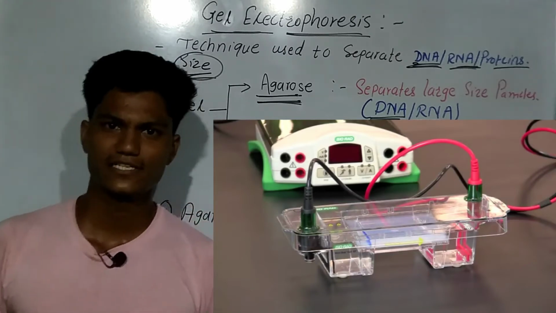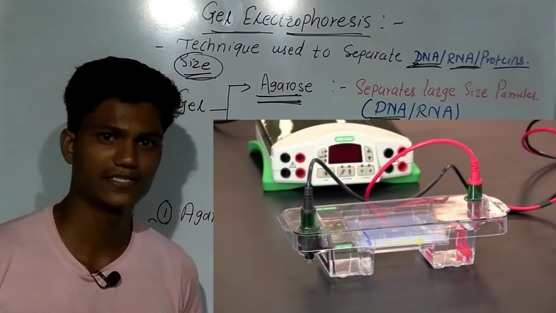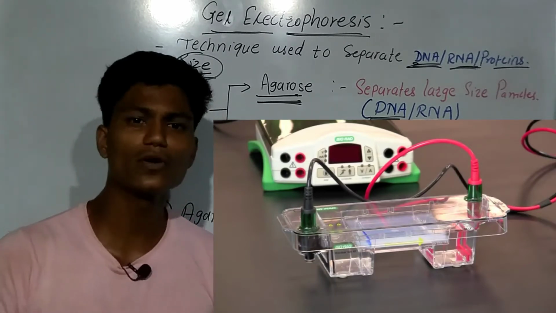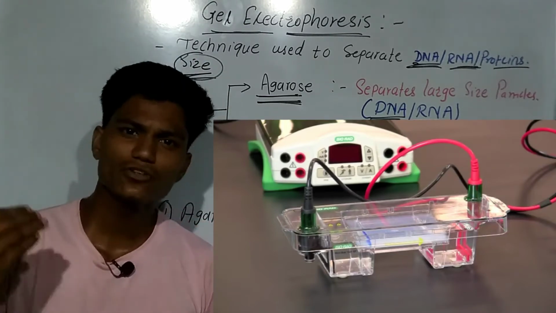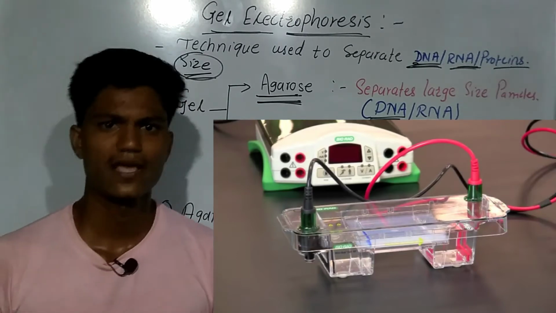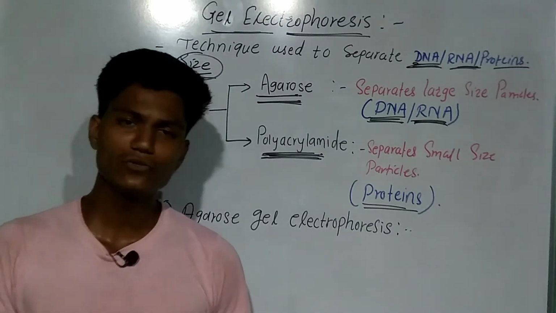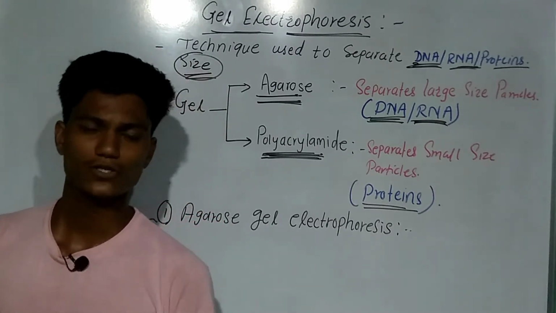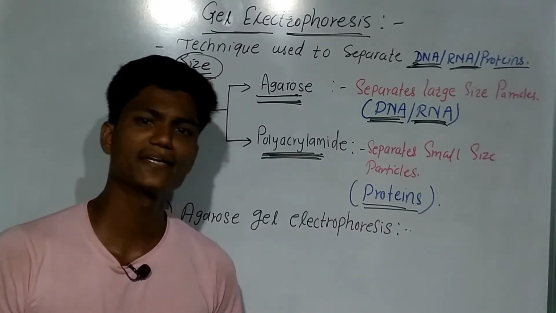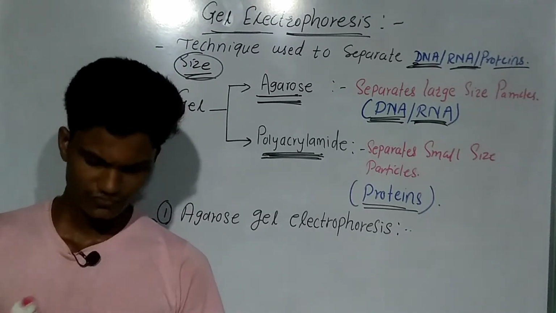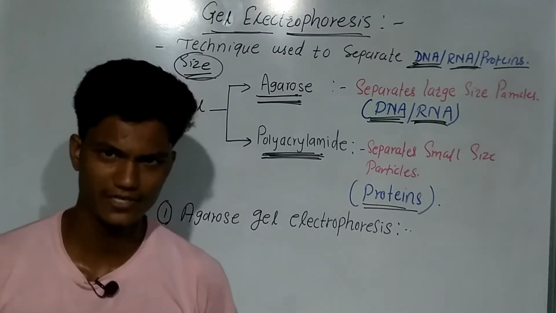Now what happens in the next step? After supplying electricity, migration of ions takes place in the buffer and along with the gel. Due to the migration of ions, migration of DNA fragments also takes place. Note that DNA is always a negatively charged particle, and due to this it is attracted toward the positively charged electrode, here the anode. So our DNA particles move towards the anode.